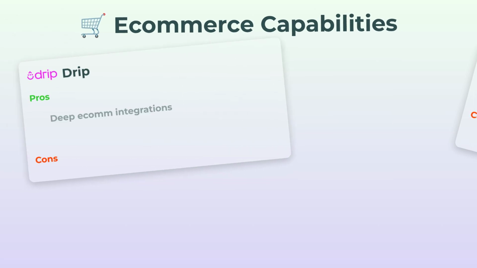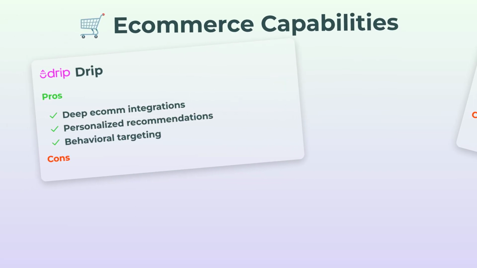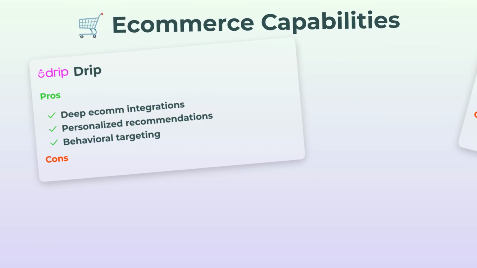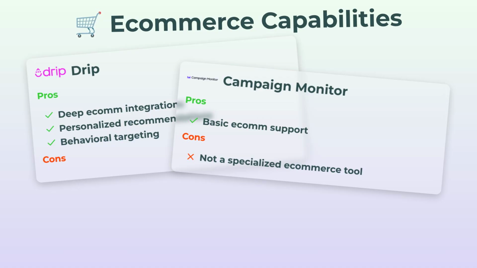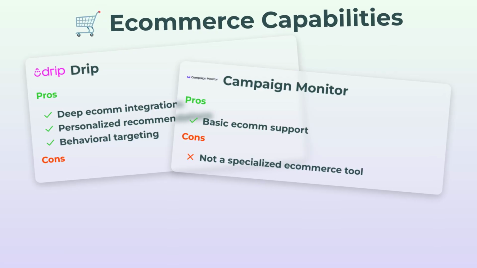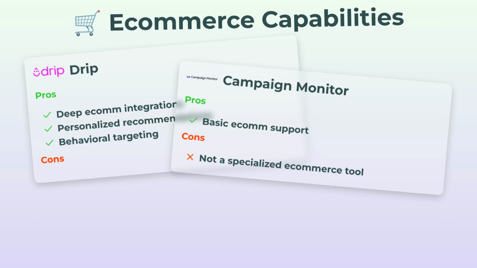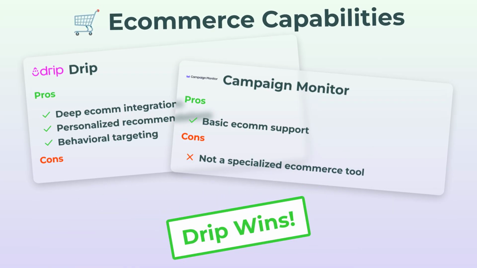Moving to e-commerce capabilities, Drip is the real deal here. Deep integrations, personalized recommendations, and behavioral targeting that'll make any online store owner smile. It's all there. Campaign Monitor does a fine job with basic support for e-commerce, but let's be real. It's not a specialized tool for online shops. No contest, Drip easily wins.